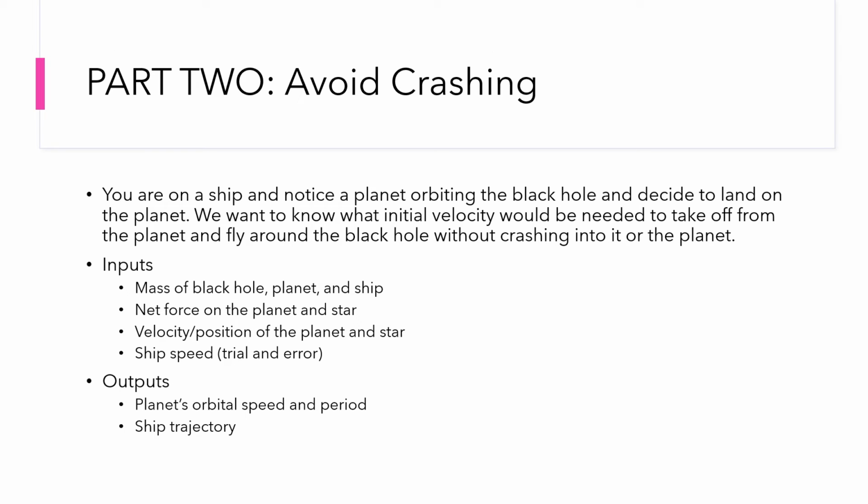In part 2 of this lab, we are a ship, and we notice a planet orbiting a black hole, and we decide to land on the planet. We want to know what initial velocity is needed to take off from the planet and fly around the black hole without crashing into it or the planet. So we're going to be inputting mass, net force, velocity and position, and ship speed, which we have to guess and check for, and then we expect to get the planet's orbital speed and the ship trajectory.